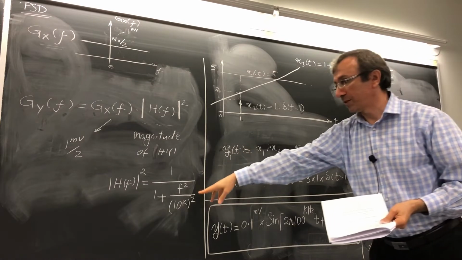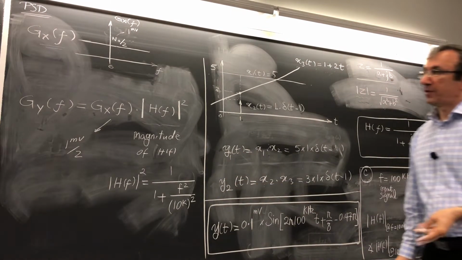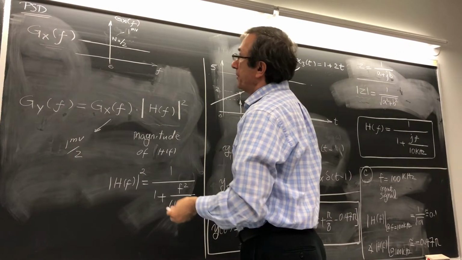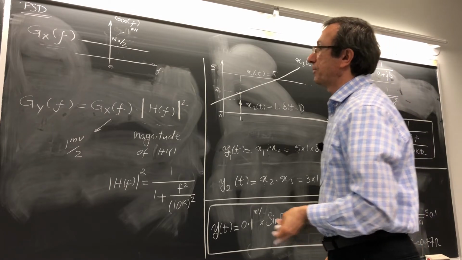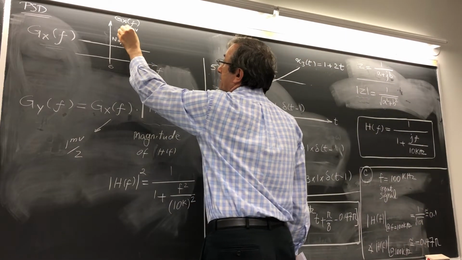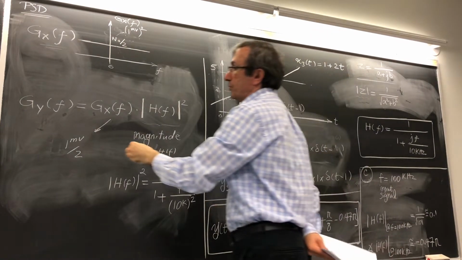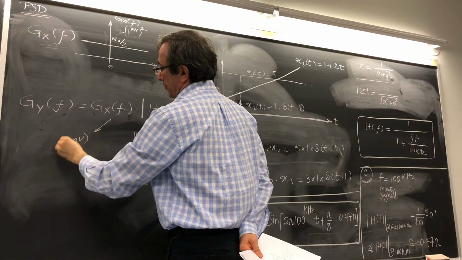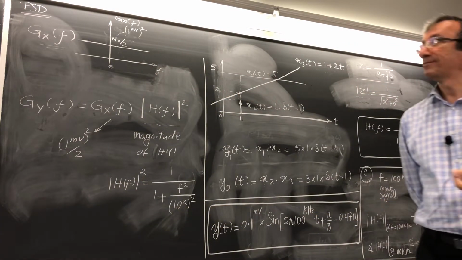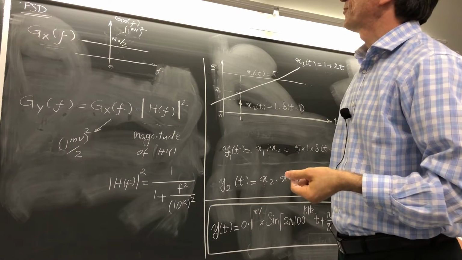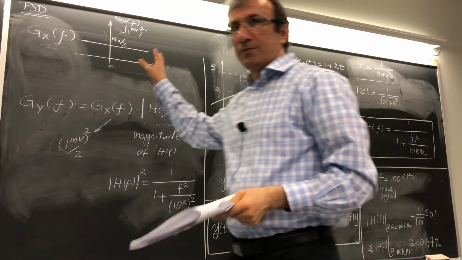So we've got 1 over 1 plus f squared over 10k squared. Now, the only thing that I have to apologize for is this is PSD, so 1 millivolt squared. 1 millivolt squared. But why is it over 8, and not over 2? Well, this is just a notation.